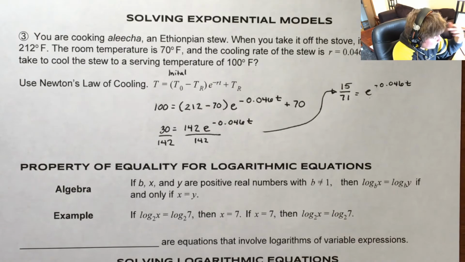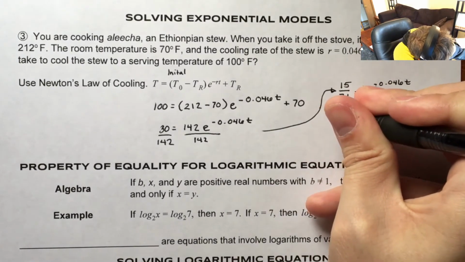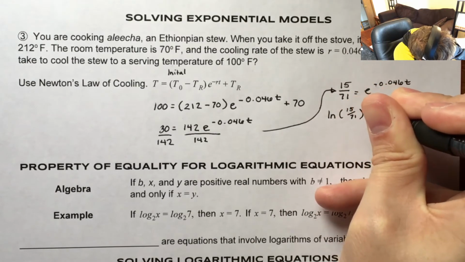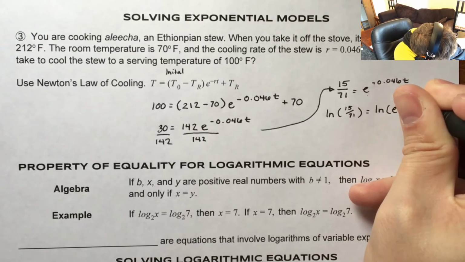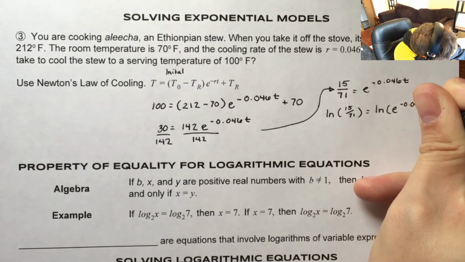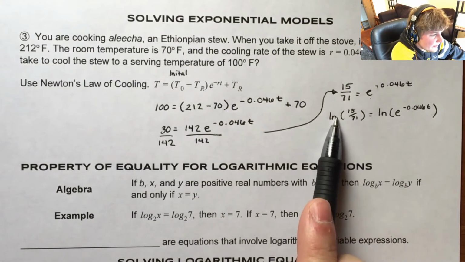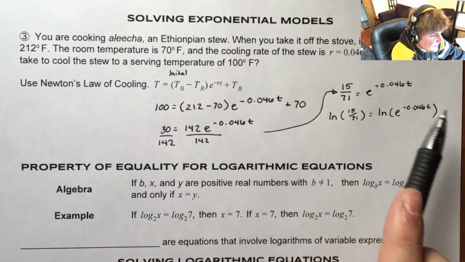Okay, and hopefully you've already identified that it is the natural logarithm. So I can take the natural logarithm of 15 over 71 is equal to the natural logarithm of e to the negative 0.046 t. And so then what's going to happen is this is just going to be a number, and then these are going to undo each other, and all that's going to be left is the exponent.